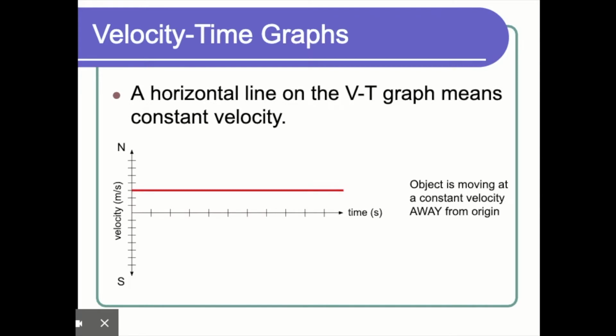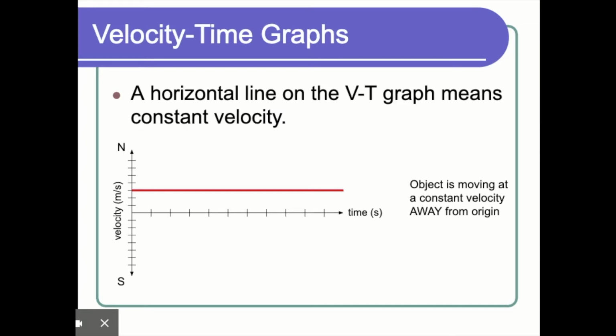So here's our first example that we're going to look at. Here we have a horizontal line on the velocity time graph, and we said a horizontal line is going to mean a constant velocity. Again, the reason why it's a constant velocity is because the slope of this line is zero. It means that it's not experiencing any change in velocity, which means that it's not experiencing an acceleration. No acceleration means constant velocity.